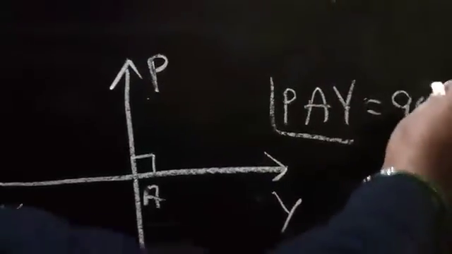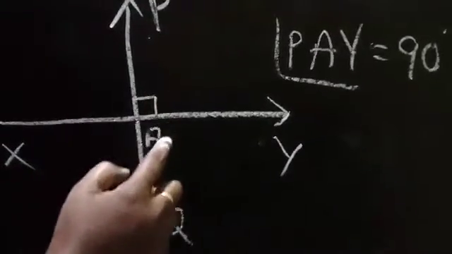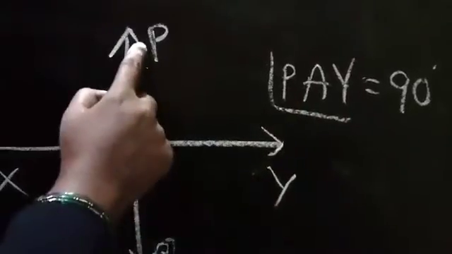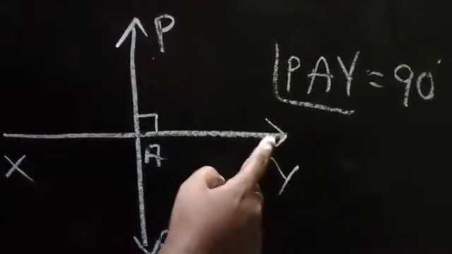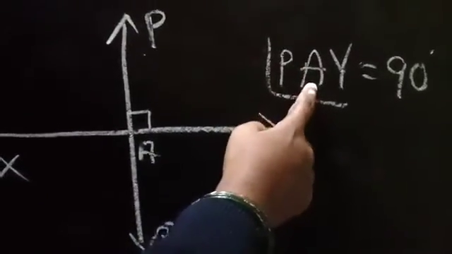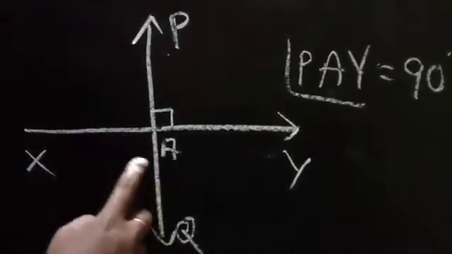So the angle of PAY is 90 degrees. When we say this angle, we have to write this one in the center. Either PAY can be written or YAP can be written, but this A should be in the center. It is 90 degrees. So all the angles will be 90 degrees.